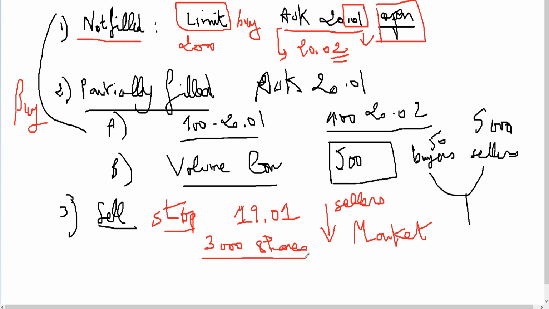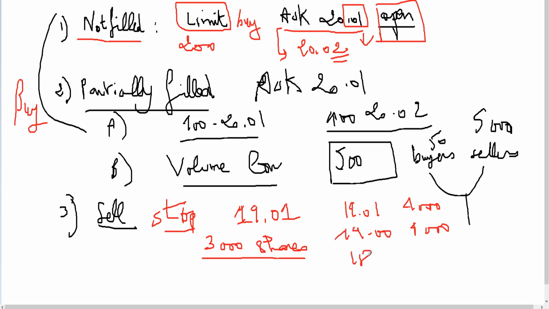And since you have 3,000, a lot of shares, sometimes you get filled like this. I just give you an example. Maybe you have seen it in your account. Let's say you want to sell 3,000 shares at 1901. So let's say you get 1,000 shares at 1901. Then you find another 1,000 at 1900. Then, for example, at 1895, you find the other 1,000.